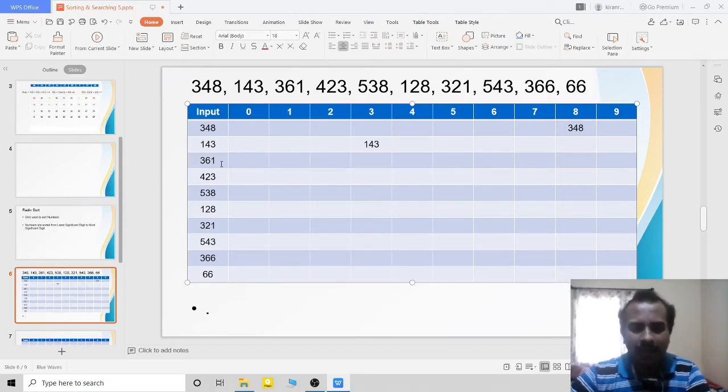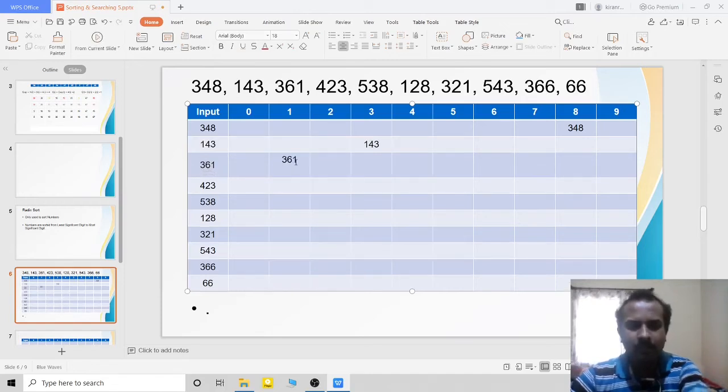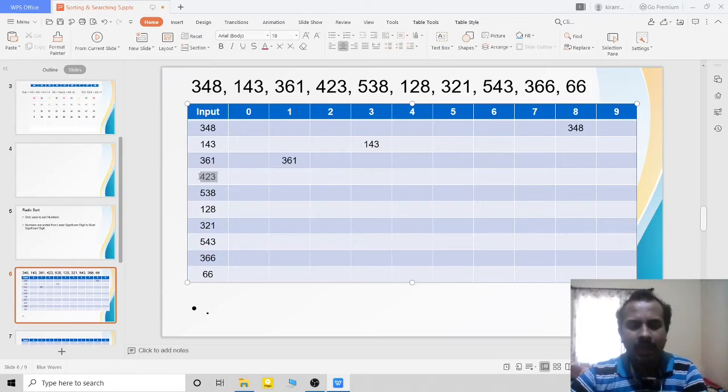Then I have the 361, so I am going to write it here, 361. Then I have the 423, so I'm going to write it here under the 3, because 3 is my unit place. Then I have the 538. 538 will be written under the 8, so 538.